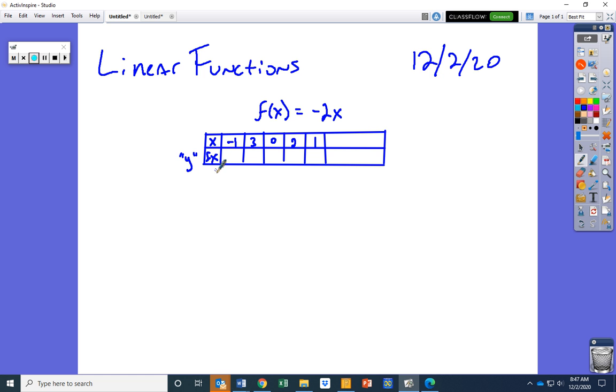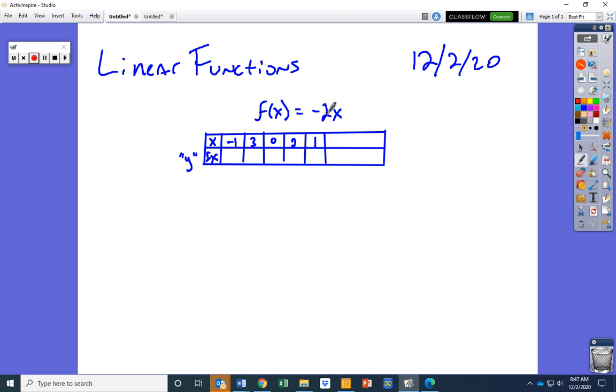Okay, so what I'm going to do is use my rule to determine these numbers down here. Basically, I'm going to plug each of these x values in for this x to determine that particular function of x. So in this first one, what's the x value? Negative 1. So I'm going to plug this in here.